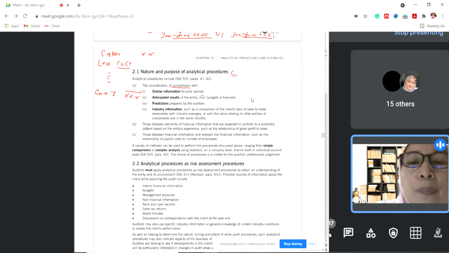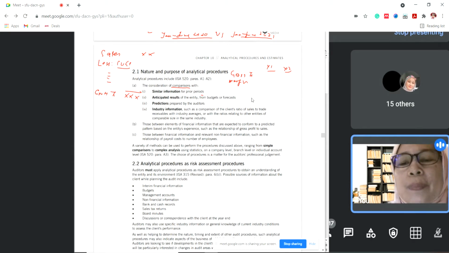If you compare gross profit margin, so you must compare year X1 and X2. Okay, you tak boleh compare gross profit margin dengan net profit margin. So you boleh compare information yang sama tapi tahun yang berlainan.